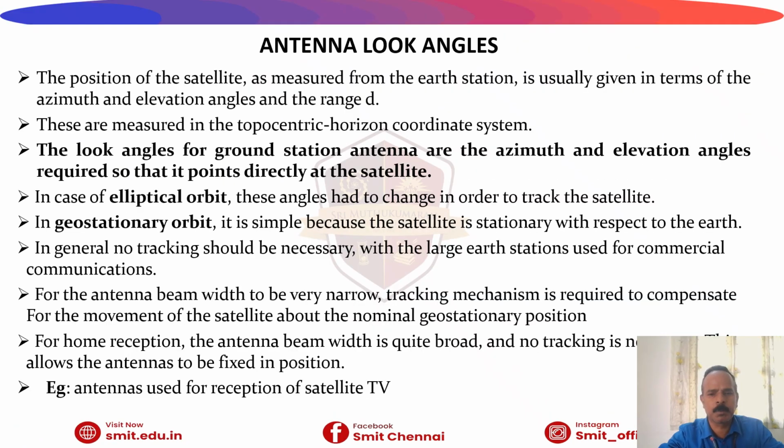Now I am going to talk about the antenna look angles. In satellite communication, the proper alignment of the earth station antenna towards the satellite is very essential for successful transmission as well as reception. To achieve this alignment, we use the parameters called look angles, which include azimuthal angle, elevation angle, and range. These parameters help the antenna point accurately towards the satellite.